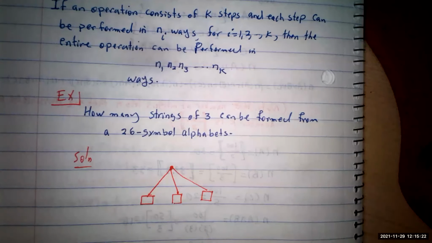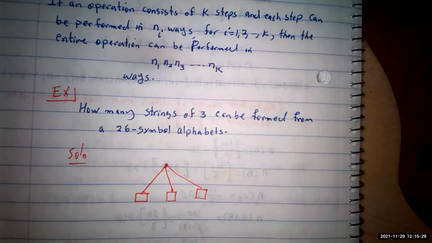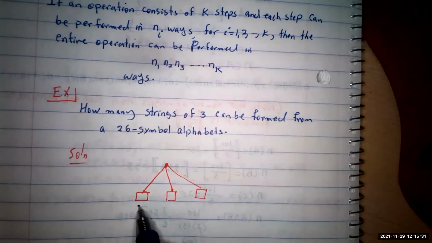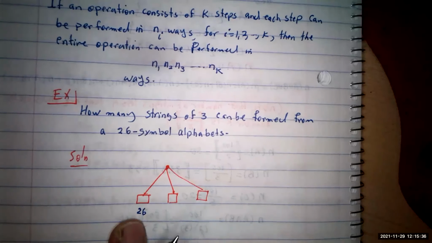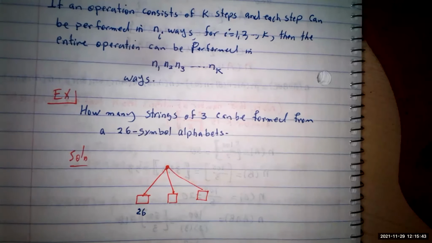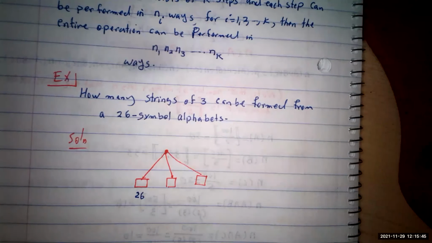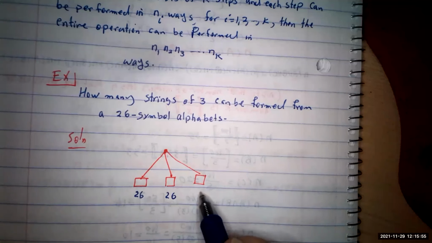If you want to fill up the first place, how many choices do you have? You have 26 letters, so you have 26 choices. There are 26 ways that you are going to fill up the first position. And when we go to the second position, it's going to be the same thing. There are no exceptions, no restrictions, if you like. So you are going to have 26 choices for this one too. And for this one, again, 26 choices.